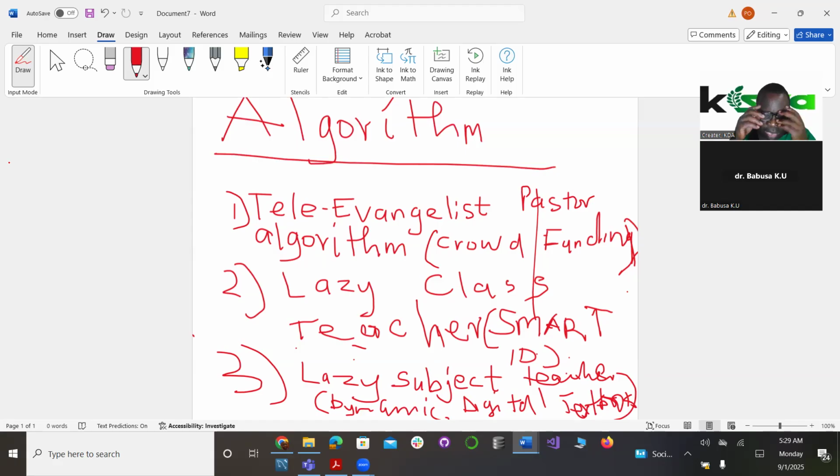Now I'm going to use artificial intelligence and machine learning in this kind of textbook, and it's going to reduce the cost of a textbook from 2,000 shillings per textbook to 100 shillings per textbook.